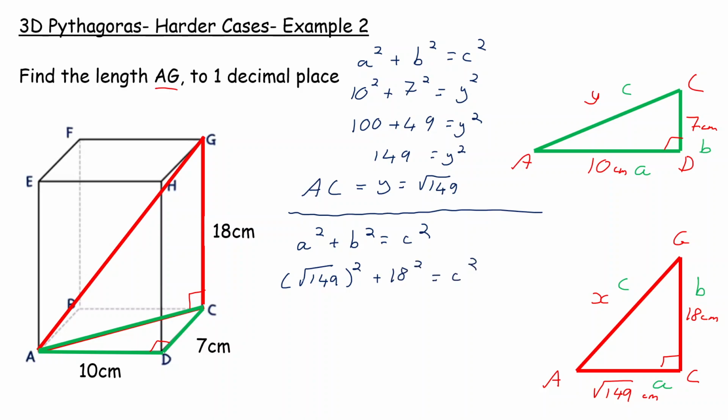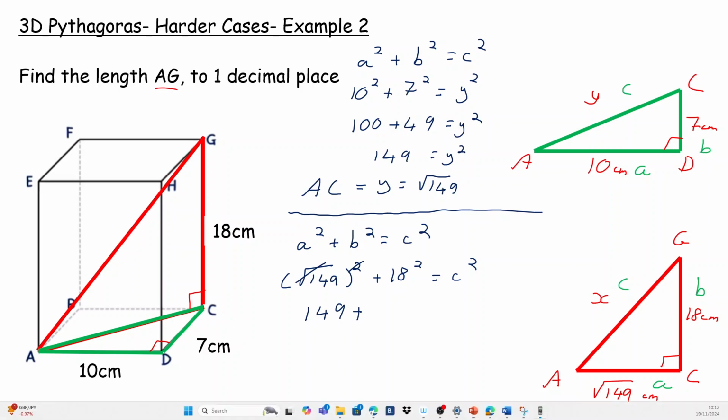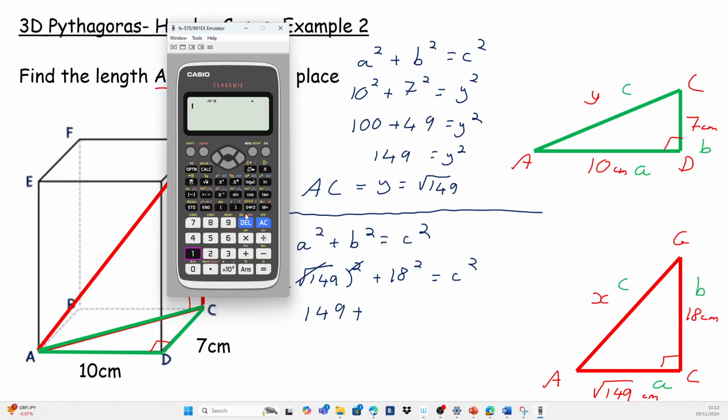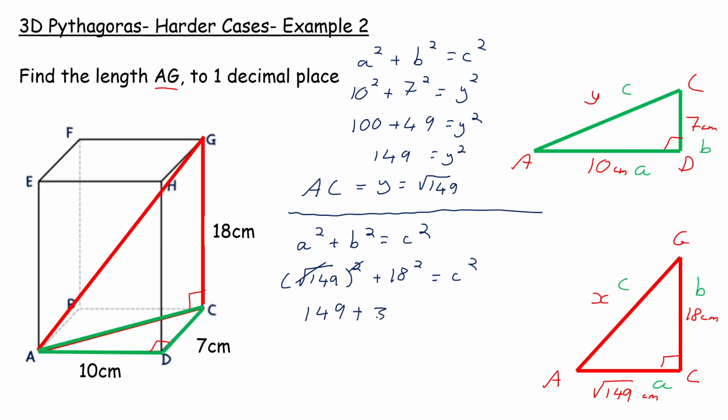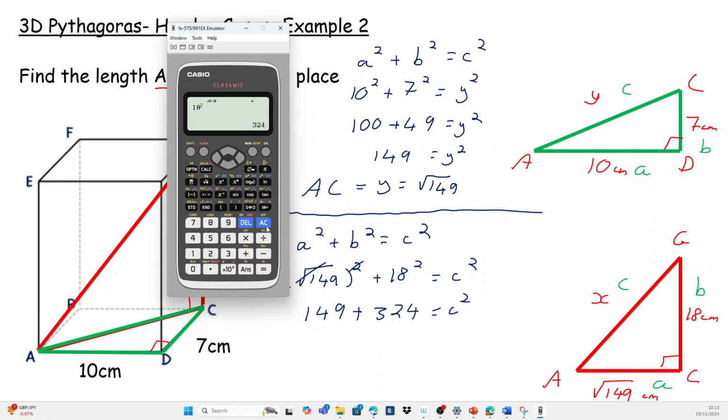Now, if you square a root, because they're inverse operations, they cancel. So you get left with 149 plus 18 squared, I think is 324. Let's just double check that. 18 squared, I think is 324. It is. That's good. So 149 plus 324 is equal to C squared. Let's just put it into a calculator. We don't get any mistakes here. So 149 add 324 is 473.